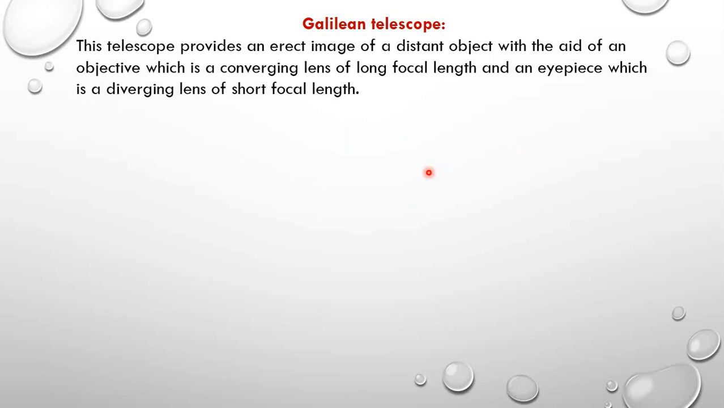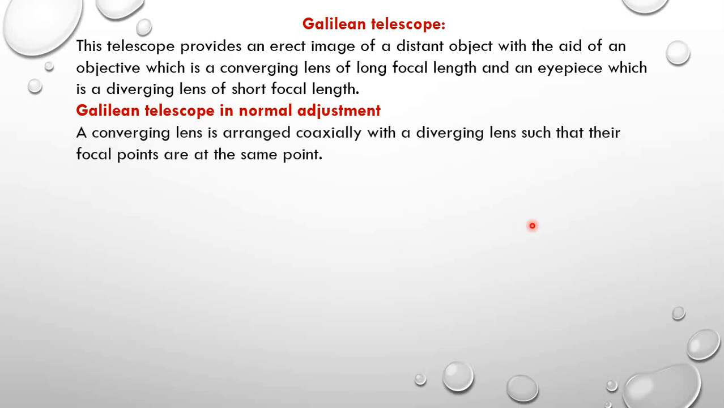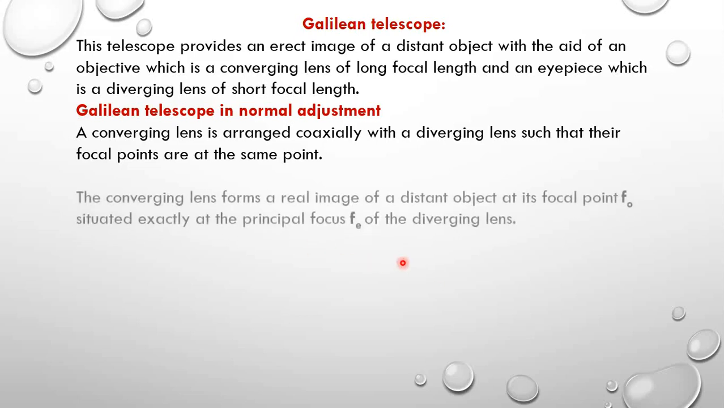Let's look at the Galilean telescope in normal adjustment. In this case, a converging lens is arranged coaxially with a diverging lens such that their focal points are at the same point. The converging lens will form a real image of a distant object at its principal focus f0, which is situated exactly at the principal focus fe of the eyepiece, or of the diverging lens.